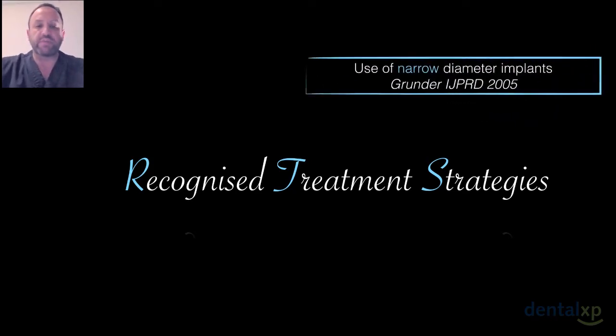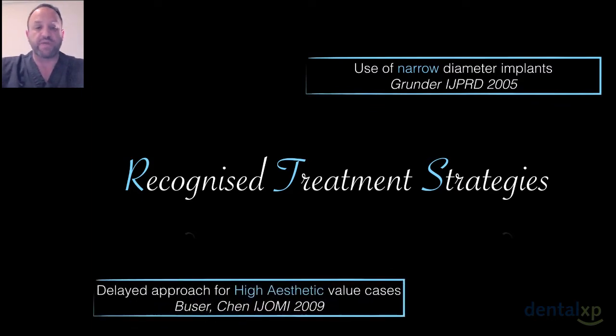So let's look a little bit at recognized treatment strategies. What have we used up until now? Obviously we realized that there were some problems. Chen and Buser came up with the whole thing in 2009 that we shouldn't be placing immediate implants. And what happened is we've had strategies pointed out by Urs Grunder, where he suggested that we use narrow diameter implants for immediate placement, and we'll discuss why.